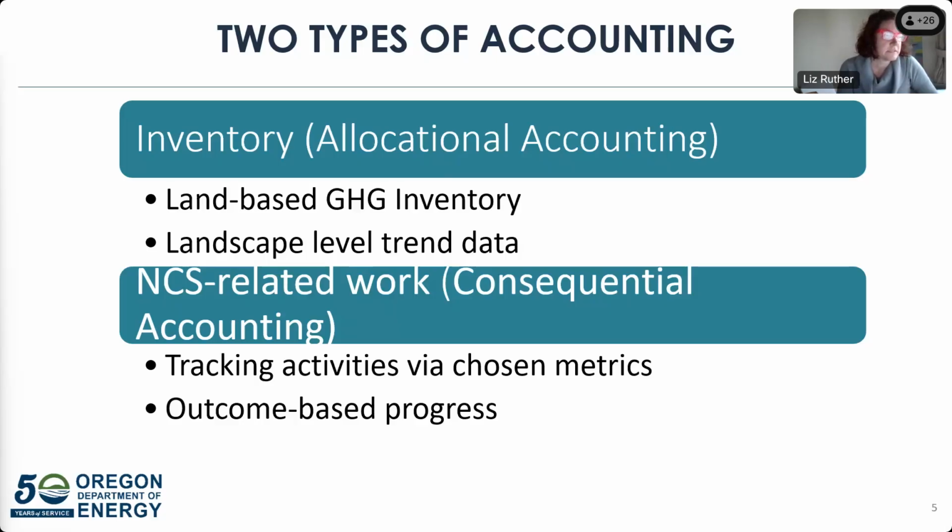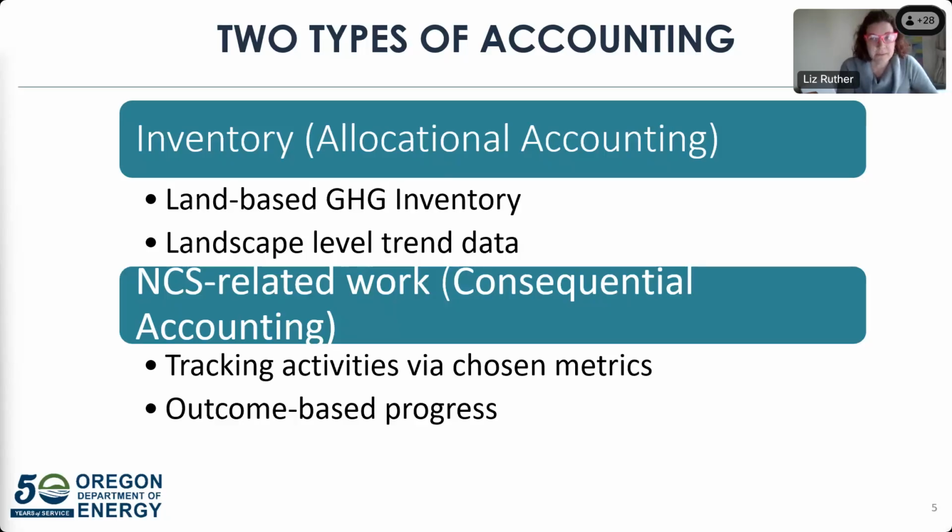So the statute directs the state to track in two ways, through the inventory and through natural climate solution implementation. And these two types of accounting have names. The inventory is considered allocational accounting, and the NCS work, which is outcomes-based accounting, is called consequential accounting. And this will help us do our work across the board. GHGMI is working on the allocational accounting. Well, of course, the contractor, I think that we just finalized the contract for today, will be working with us on outcome-based accounting.